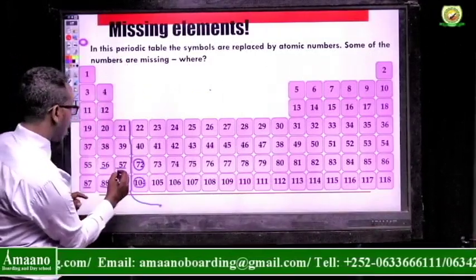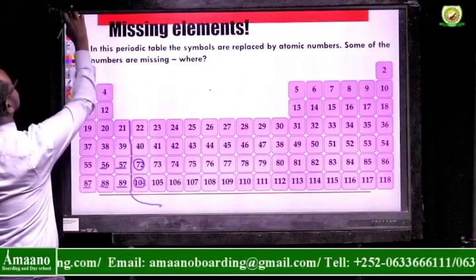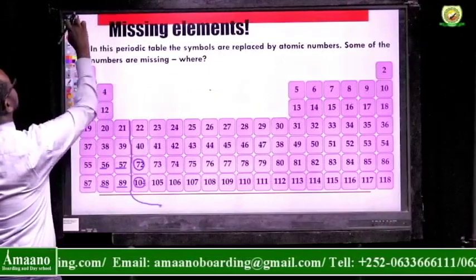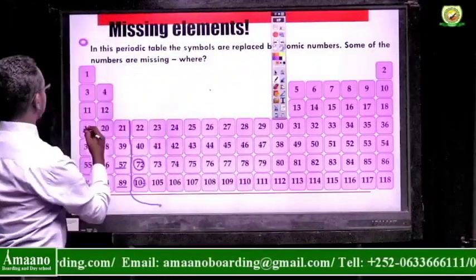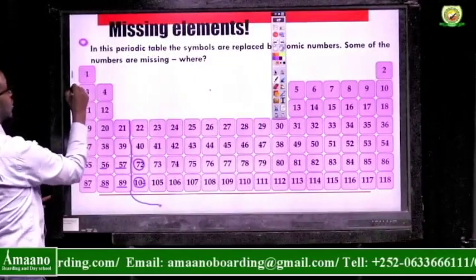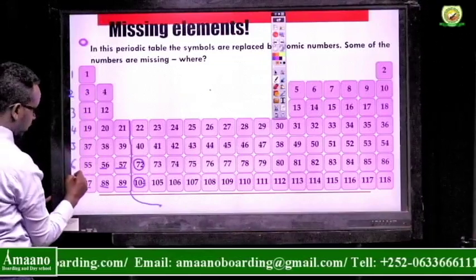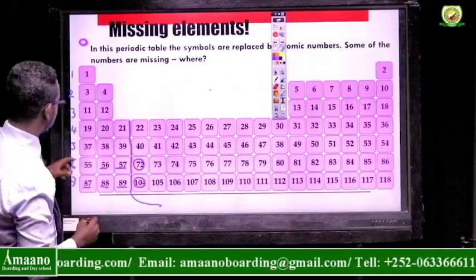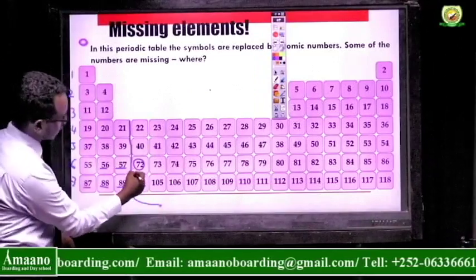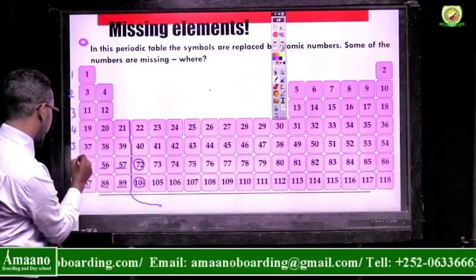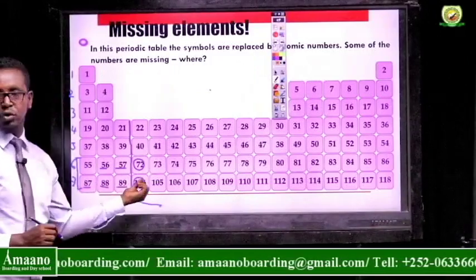You see how many columns? We can put here, okay. For example, this is period 1, this is period 2, period 3, 4, period 5, period 6, period 7. The other rows or columns are okay, but here you see some elements are missing. From which periods? Period 6 and 7. Some elements are missing from these two rows.